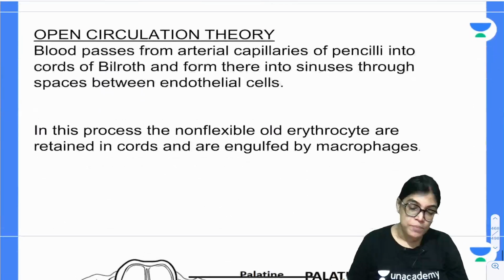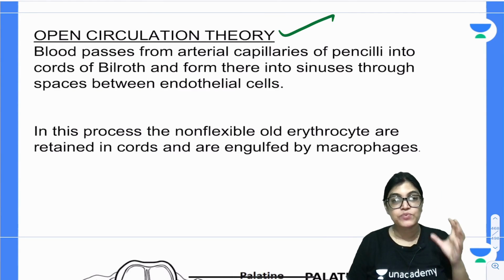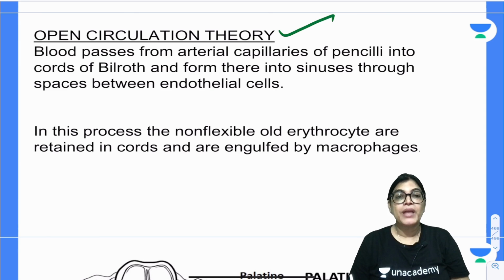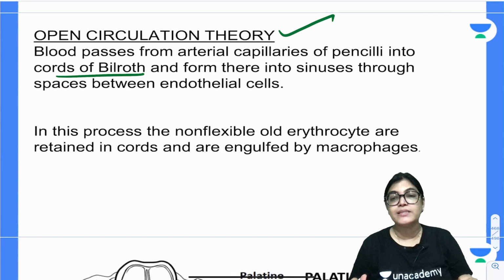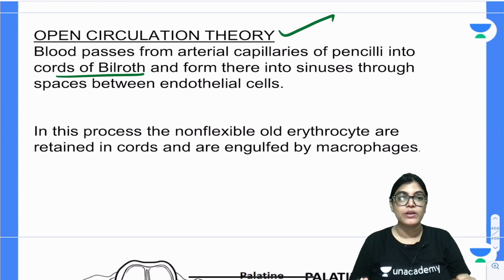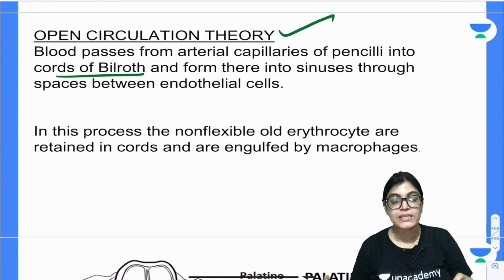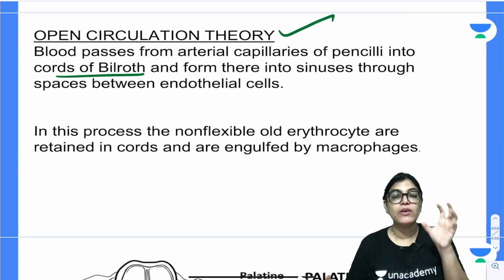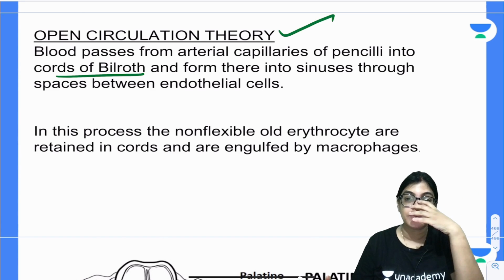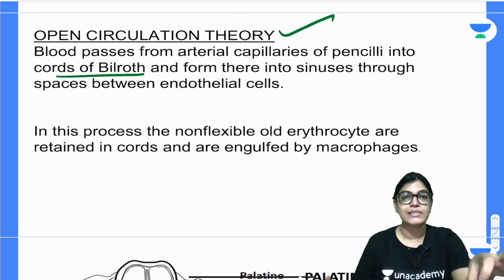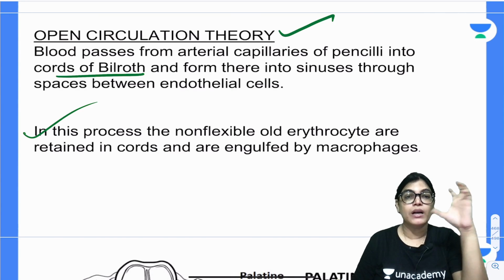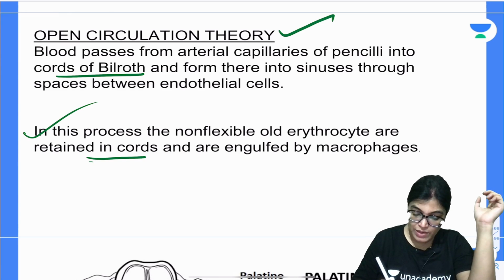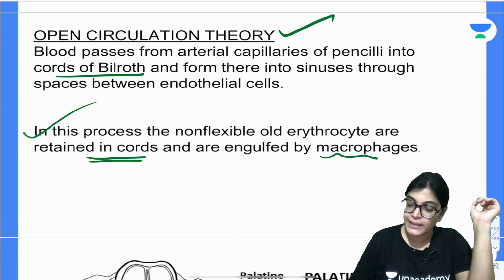When I am talking about the open circulation theory of the spleen, the blood passes from the arterial capillaries of penicilli, and then it will go into cords of Billroth. My dear aspirants, what is cords of Billroth? In the red pulp of the spleen, there are splenic venous sinusoids, macrophages, plasma cells, reticular fibers, all will phagocytize the old worn out RBC. So, splenic cords of Billroth is a space lying in close vicinity of the splenic venous sinusoids. There the blood resides, and in this process non-flexible old worn out RBCs will be retained in the cords of Billroth, and will be engulfed by macrophages.